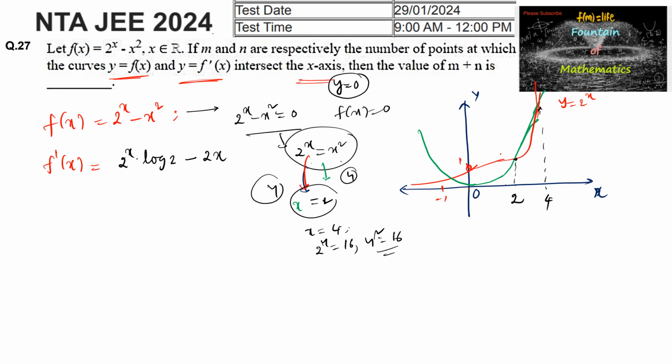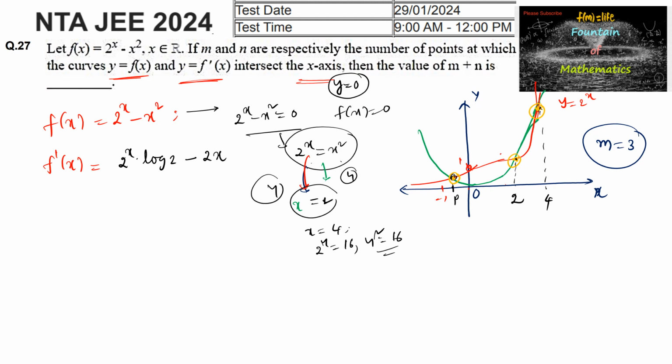And also, clearly, at another point, say this is P, the graph is intersecting. So there are totally 3 points. You can mark these 3 points where these two graphs are intersecting, which means at these points 2 power x minus x square is 0. And m represents the number of points. So we can say m is equal to 3 from this diagram.